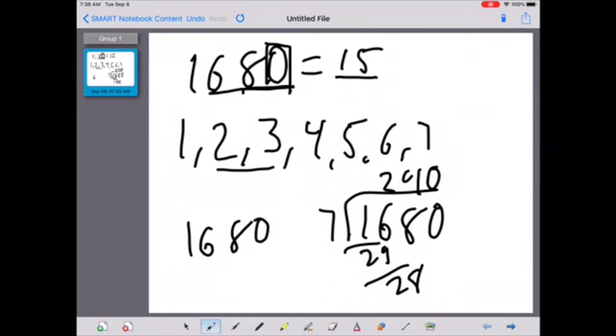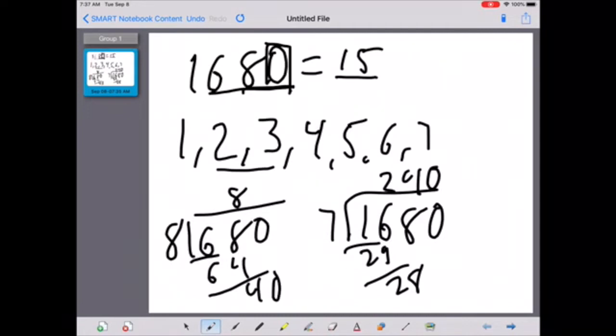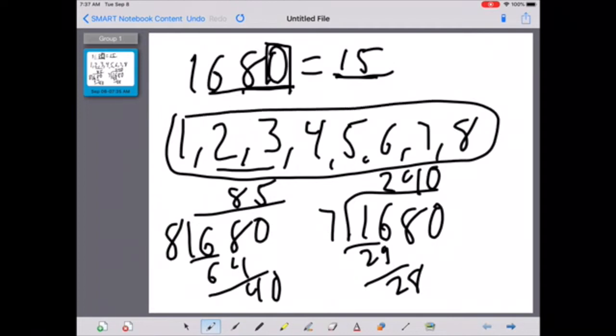Yes, 7 is there. Remember, for 8, it's the last 3 digits. So I do 680 divided by 8. It saves me 1 step in math. It goes in there 8 times. That's a 64. I subtract, bring down the 40. Yep, goes in there 5 times. 8's on the list. Look at my 15 again. 9 does not go into 15, so 9's not there. So you check that list out: all of them but the number 9.